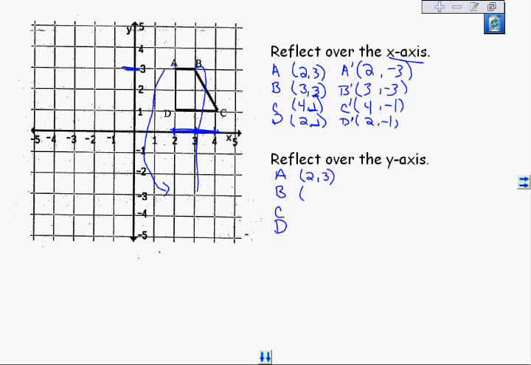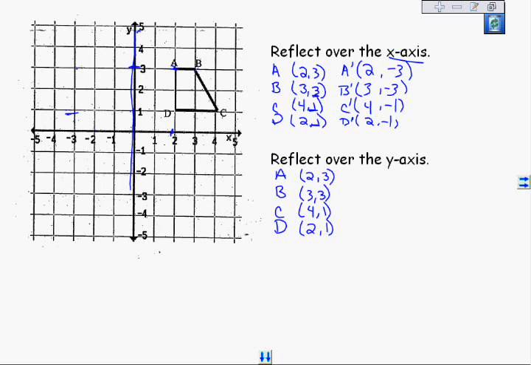So now we're going to take our A, B, C, D. I'm just going to write the exact same coordinates because we're going back to the original image, and this time we're going to reflect it over the y-axis. So now we're not flipping over the x, we're flipping over the y. When you flip over the y, your y-coordinate stays the same. It's always going to be 3 here for A and B, and it's always going to be 1 here for D and C.